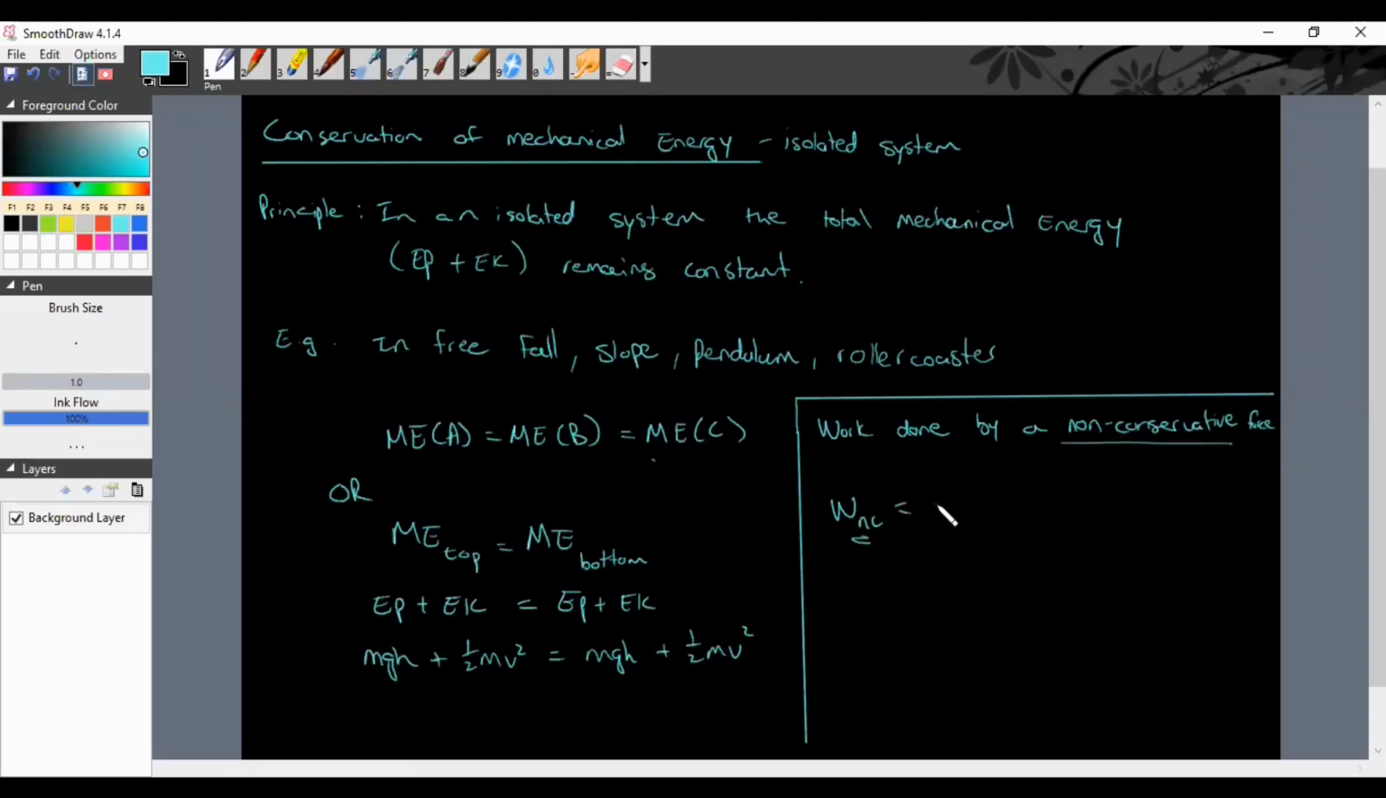That is equal to the change in the object's kinetic energy plus the change in the object's potential energy. Sometimes it is noted by non-conservative force. It is also given by the work done by external force. W external is equal to the same thing. An external force is a non-conservative force.